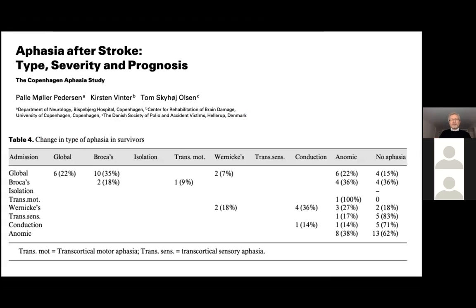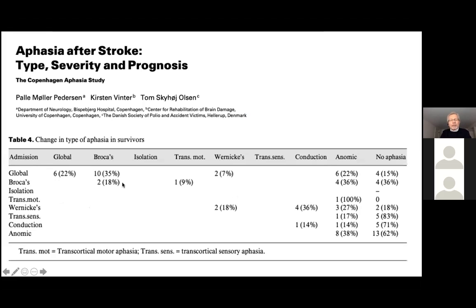And what this graph from this very important Copenhagen post-stroke study shows is that people with a global aphasia, unfortunately, a quarter overall will end up with a global aphasia, but 15% will end up with no aphasia, even though they presented with global aphasia. And 22% will end up with an anomic aphasia, although they presented with a global aphasia initially.